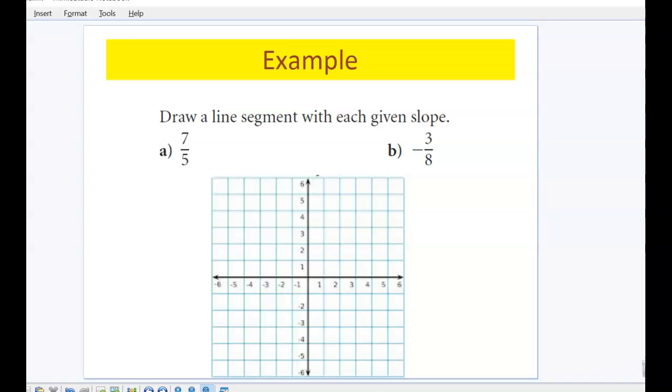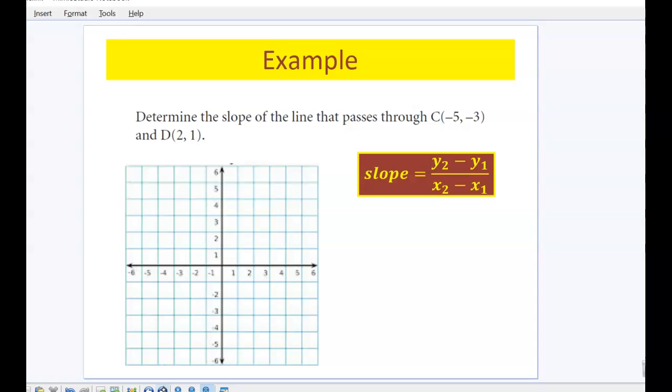Okay, we want to draw a line segment with a slope of 7 over 5. So again, take any point. I'll start with a point right there. I'm going to go up 7, 6, 7, and over 5. 1, 2, 3, 4, 5. So again, this is my change in y. This is my change in x. And I'll join those two, and that would be my line segment. For the line segment -3 over 8, again, that means I'm going down 3 and over 8. I'm going to start, say, right here. I'm going to go down 3 and over 8. And again, I would draw my line segment right there.